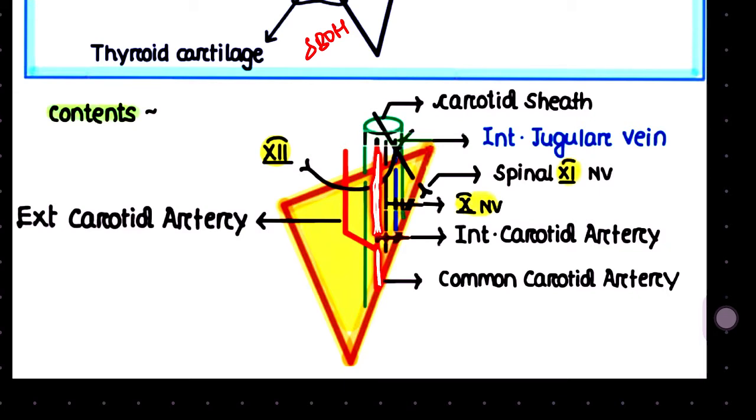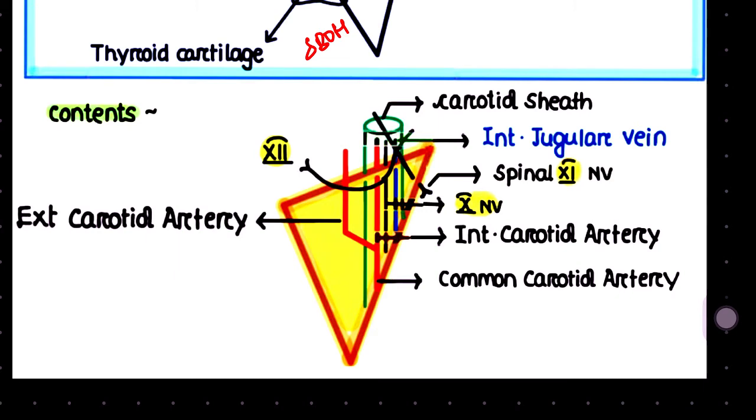Now this internal carotid artery, which is the continuation of our common carotid artery, will run in parallel with the internal jugular vein. Between the internal jugular vein and the internal carotid artery we'll find one important nerve, the vagus nerve, the 10th cranial nerve. It is sandwiched between our internal carotid artery and internal jugular vein.